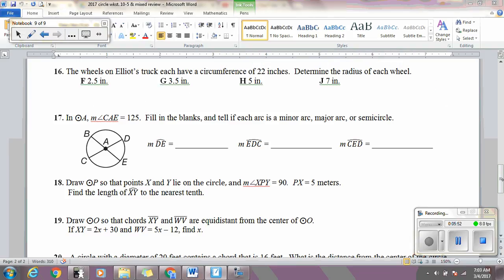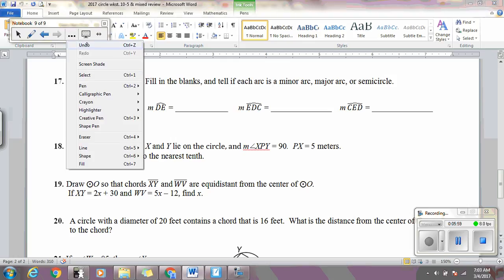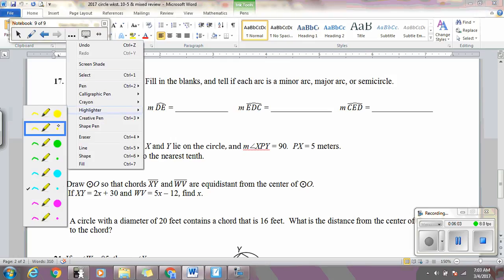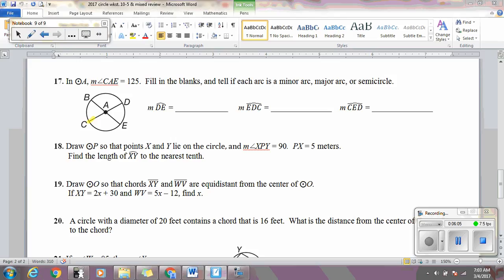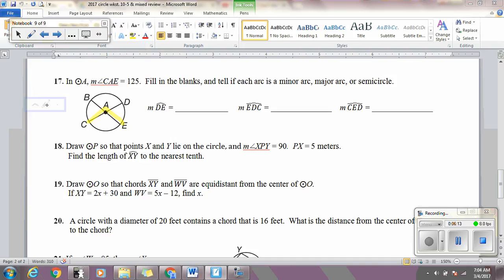Number 17 tells us in circle A, the measure of angle CAE, if I trace it, CAE, so it's that angle there, is 125 degrees. It wants us to fill in the blank, and then tell if each arc is a minor arc, a major arc, or a semicircle.